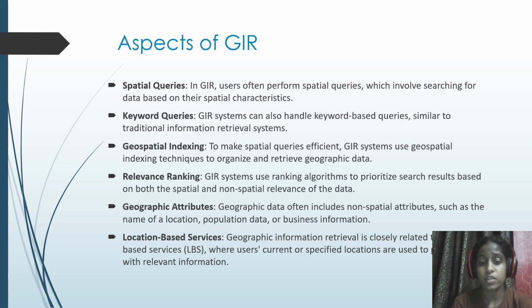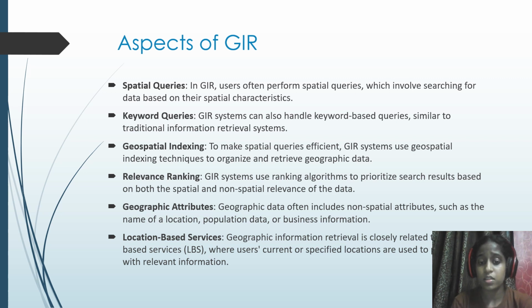Now, next is geographical attributes. The geographic data often includes non-spatial attributes such as the name of the location, population data, business information, and many more. In this, the GIS system considers these attributes when determining the relevance of results. With this, the efficiency of the GIS system increases to a greater extent.